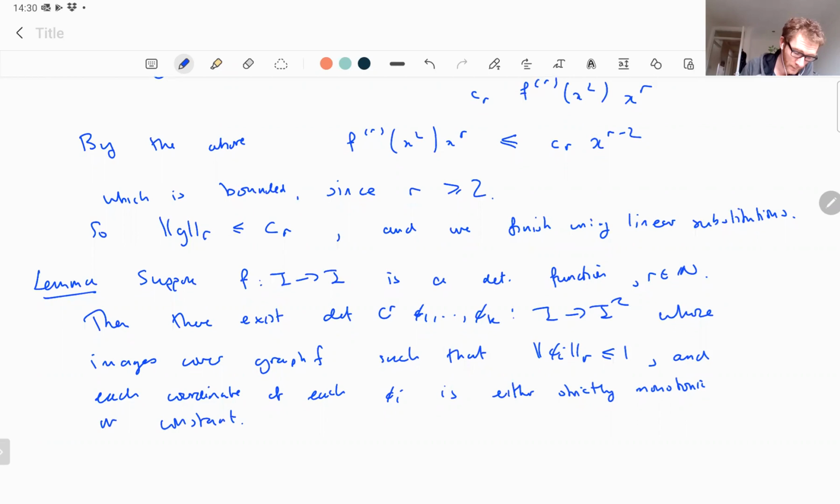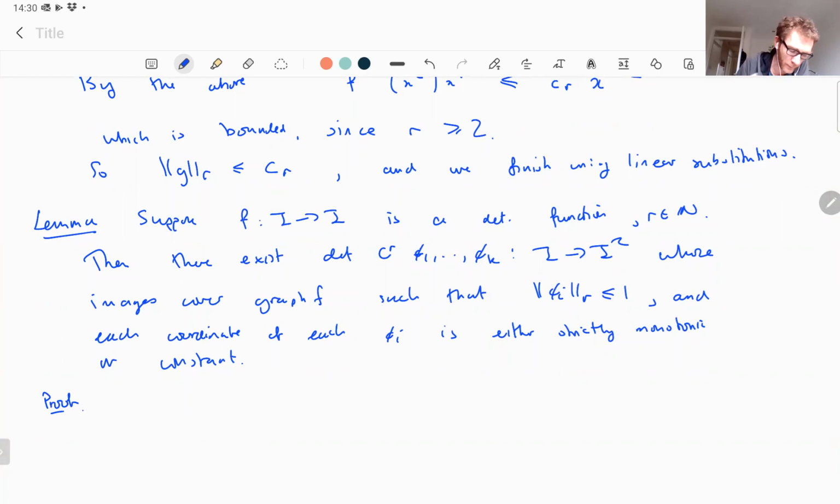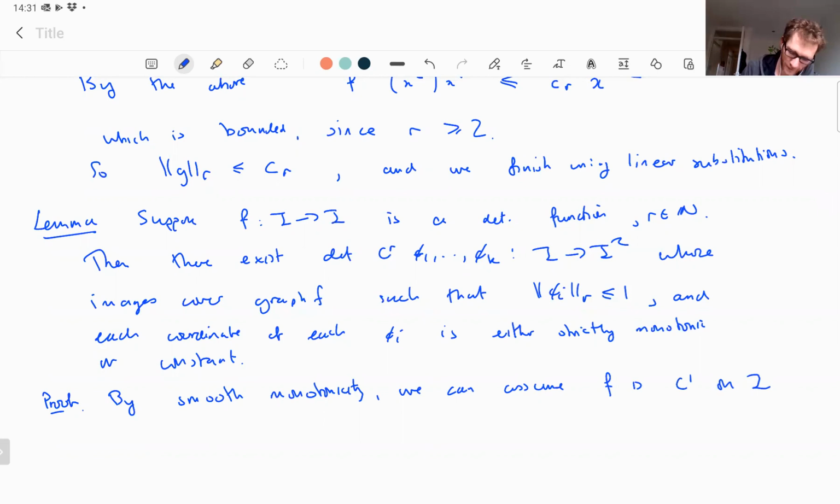Well, how can we prove this? So, I've got my function here. I can apply smooth monotonicity to get that it's at least C1 except at finitely many points. So by smooth monotonicity, we can assume f is C1 on I, and then it's either constant as well or strictly monotonic, and we can assume its derivative is either less than minus 1, or between minus 1 and 0, or between 0 and 1, or bigger than 1.